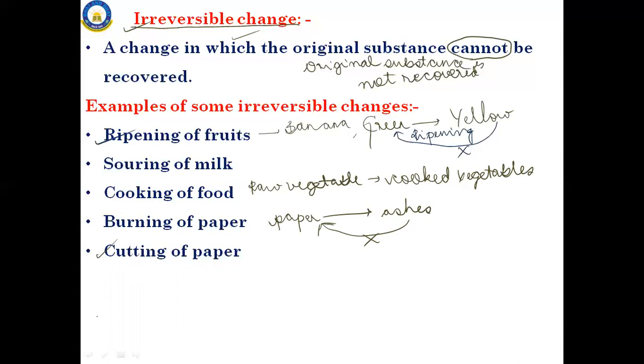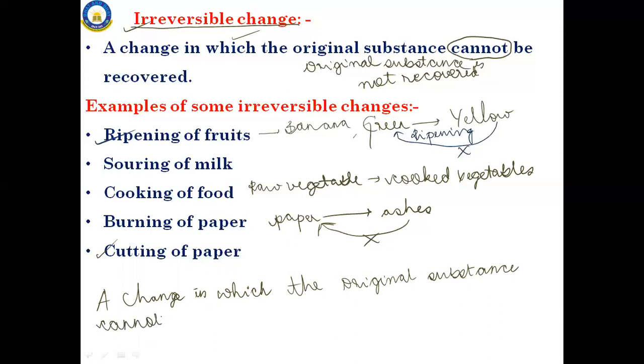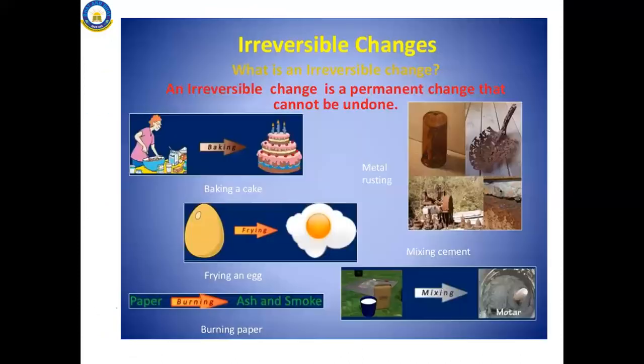So how do we define irreversible change now? It is a change in which the original substance cannot be recovered, and that we call irreversible change. So I hope you all have got a clear picture of what is irreversible change.